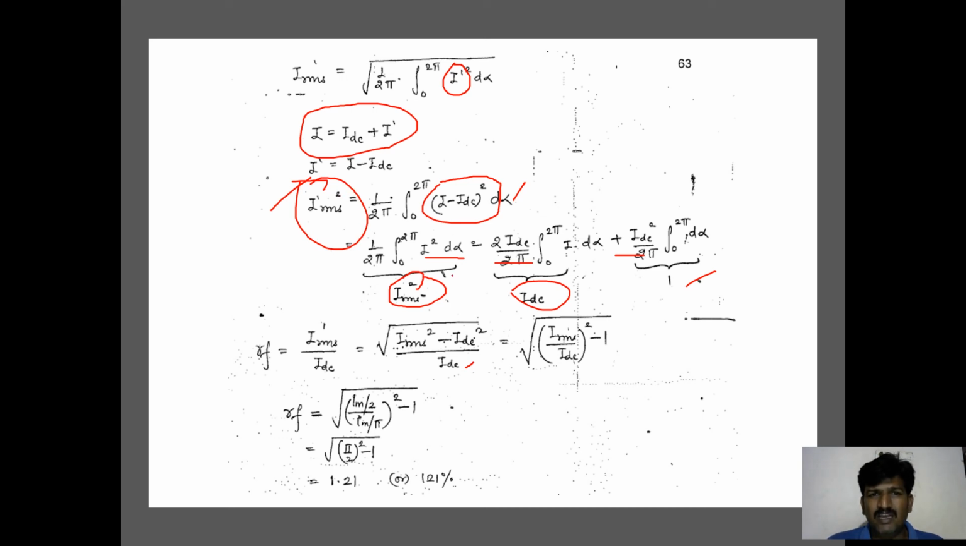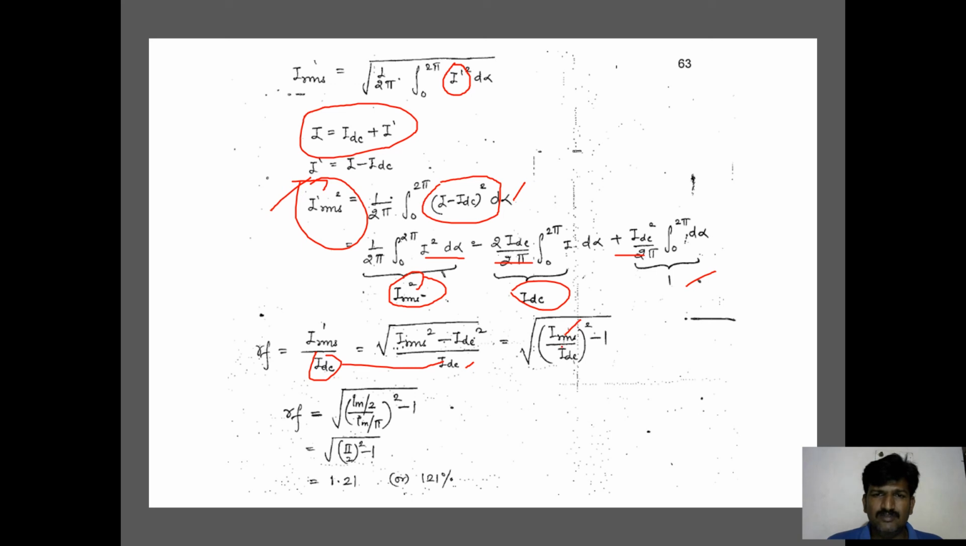Then the square will become here: IRMS square minus IDC square, square root, divided by IDC. This IDC will come here. Then you can cancel the IDC at numerator and denominator. Remaining terms are IRMS divided by IDC whole square minus 1 under square root.